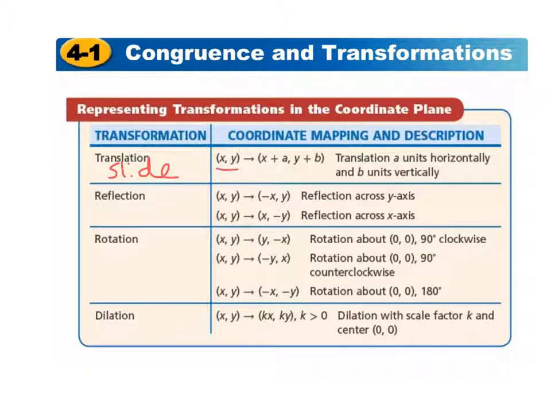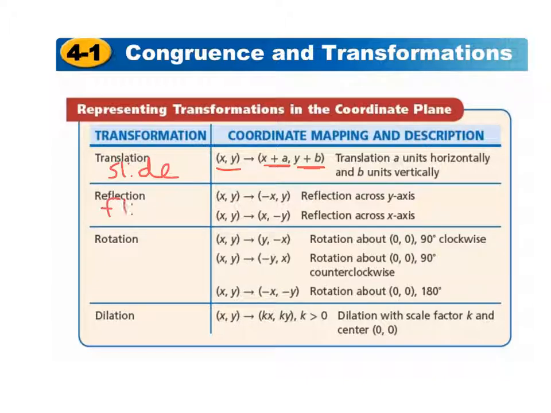And here we have points x and y. When we add a to x, it shows us that the translation is moving horizontally. If a is positive, it's going to go to the right. If it's negative, it's going to go to the left. When we add b to y, it's going to move vertically. If we add a positive number to y, the shape goes up, and if we add a negative number, the shape goes down.